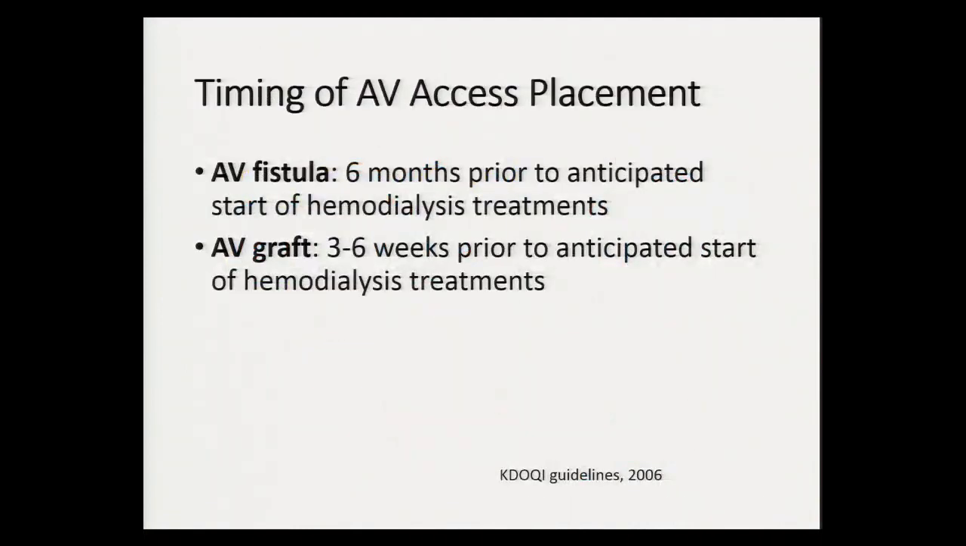So when do we put an AV access in somebody that we anticipate will need dialysis? The KDOQI guidelines, which will be updated soon, but the last version states that we should put in a fistula at least 6 months prior to anticipated start of dialysis treatments. It's sometimes hard to predict when they will need dialysis, but usually in CKD stage 4, we put in a fistula, and we need time because it's not ready to be used immediately. It takes at least 3 months, sometimes more. Sometimes they need interventions to facilitate maturation.